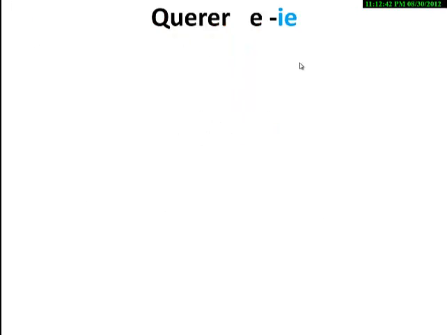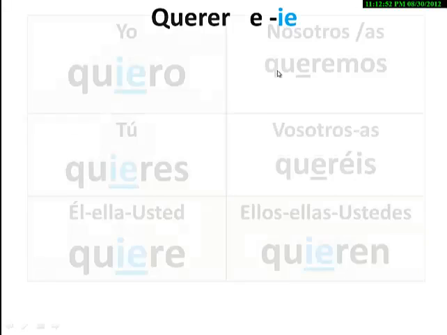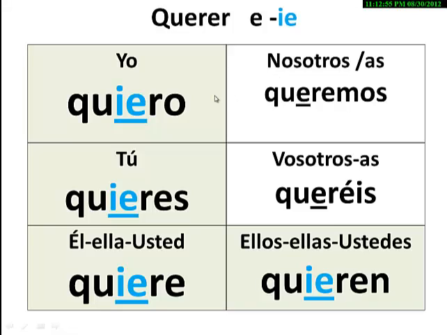So let's look at all of the conjugations of the verb querer. Once again, we've got the verb and our stem change, E to IE. Here are all the forms: the yo form, the tú form, the él, ella, or usted form, the nosotros or nosotras form, the vosotros or vosotras form, and the ellos, ellas, or ustedes form. So, first person singular, first person plural, second person singular, second person plural, third person singular, third person plural.